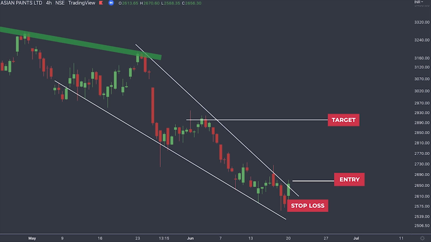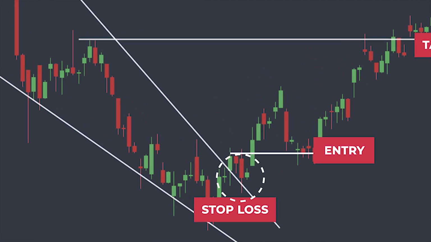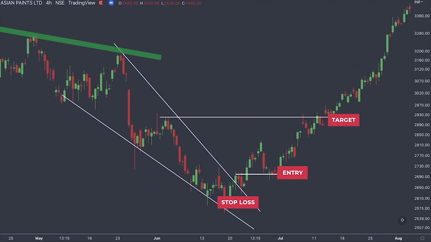If this area is breaking, you can enter again, or you can even trail your stop loss. So this is what has happened. Now you are able to see there is another red candle here, right? So after you enter, there was a red candle which came inside the trend line. So will your stop loss be hit at this point?